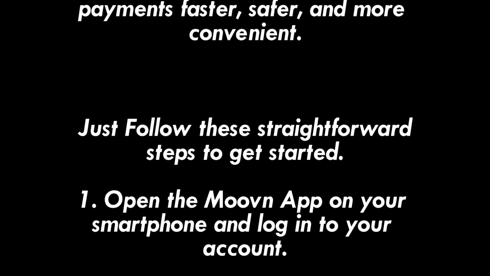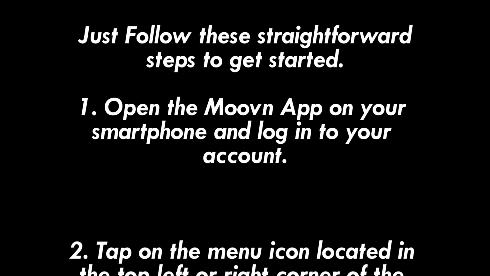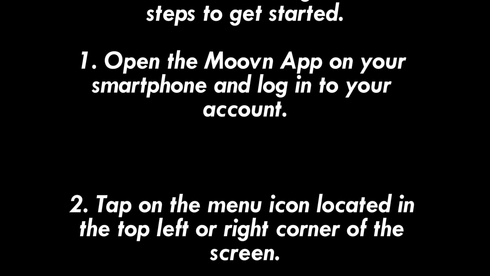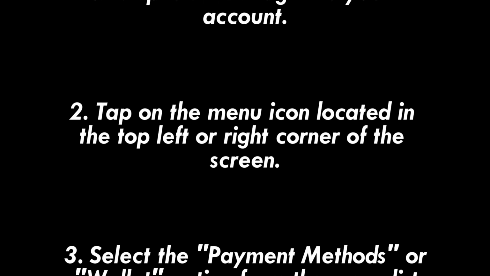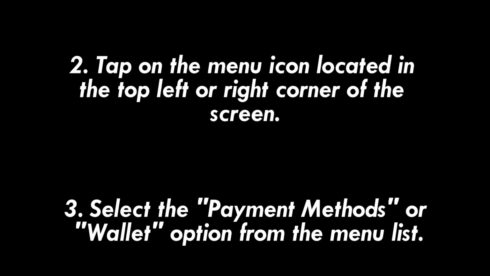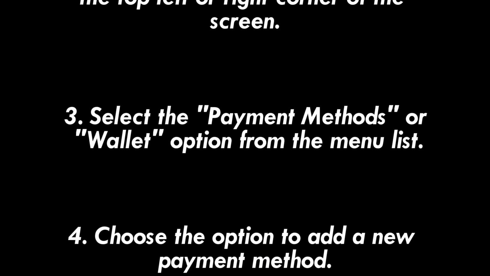1. Open the Moovn app on your smartphone and log into your account. 2. Tap on the menu icon located in the top left or right corner of the screen. 3. Select the payment methods or wallet option from the menu list. 4. Choose the option to add a new payment method.